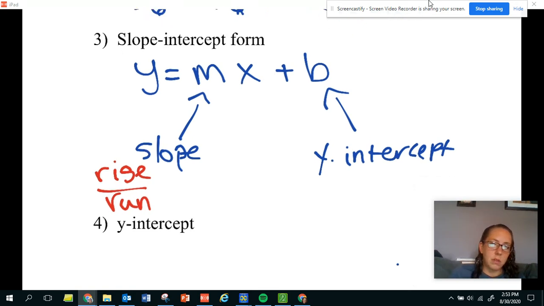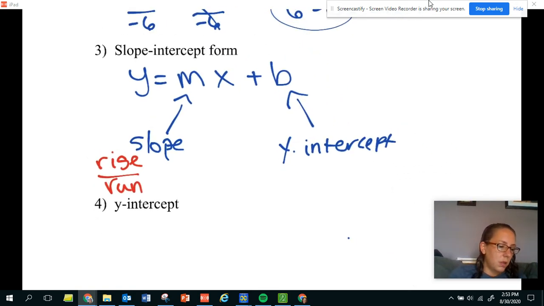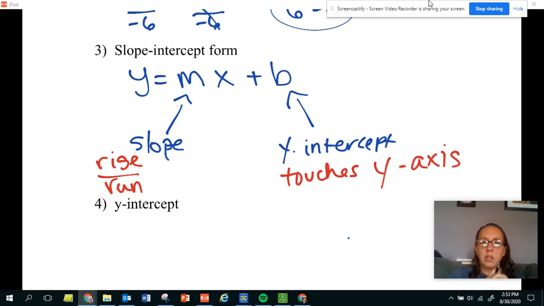Your y-intercept is a lot of times thought of as your starting point, the first point we plot when graphing, but that can be misleading because the line's going to go forever in both directions. But really, it's where it touches the y-axis. Okay, so that's where the line is going to actually touch or cross over the y-axis.